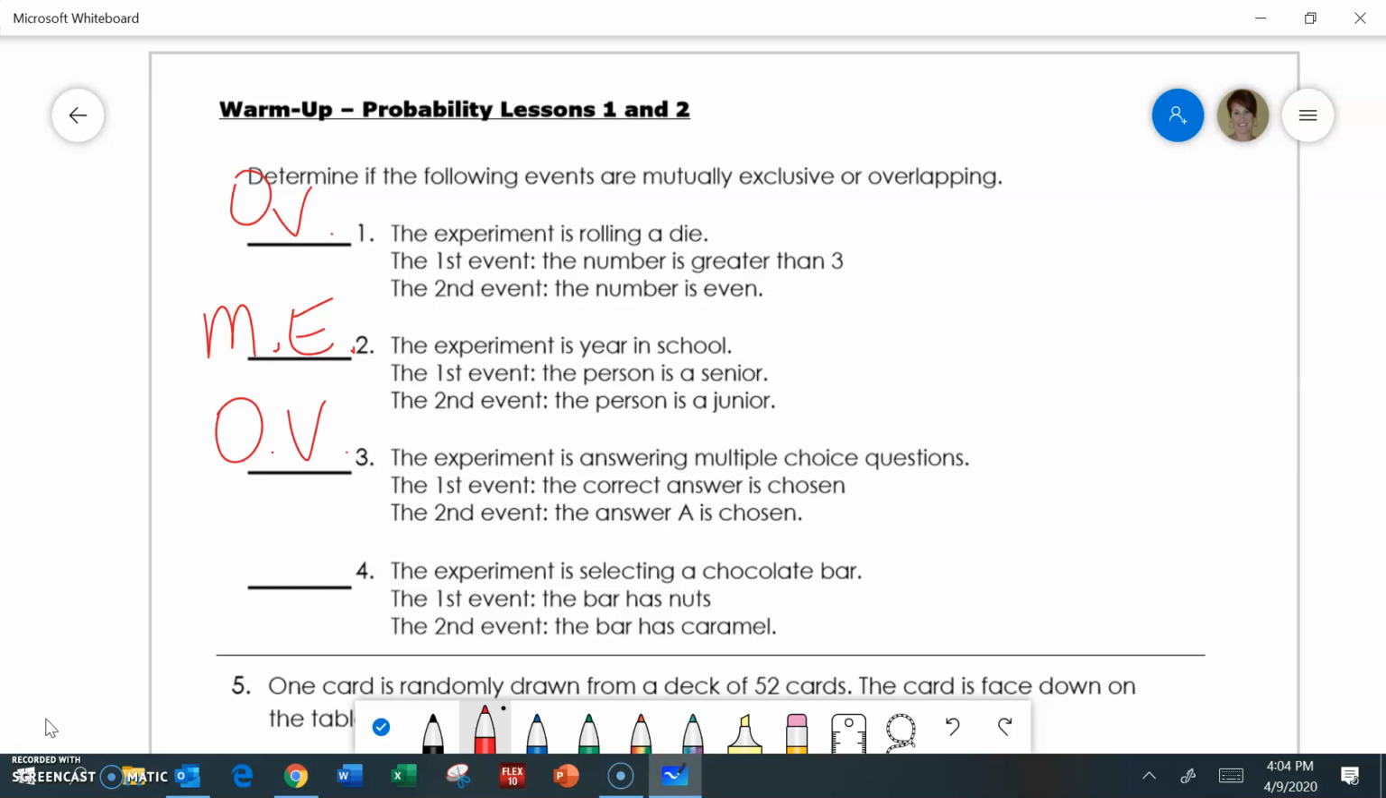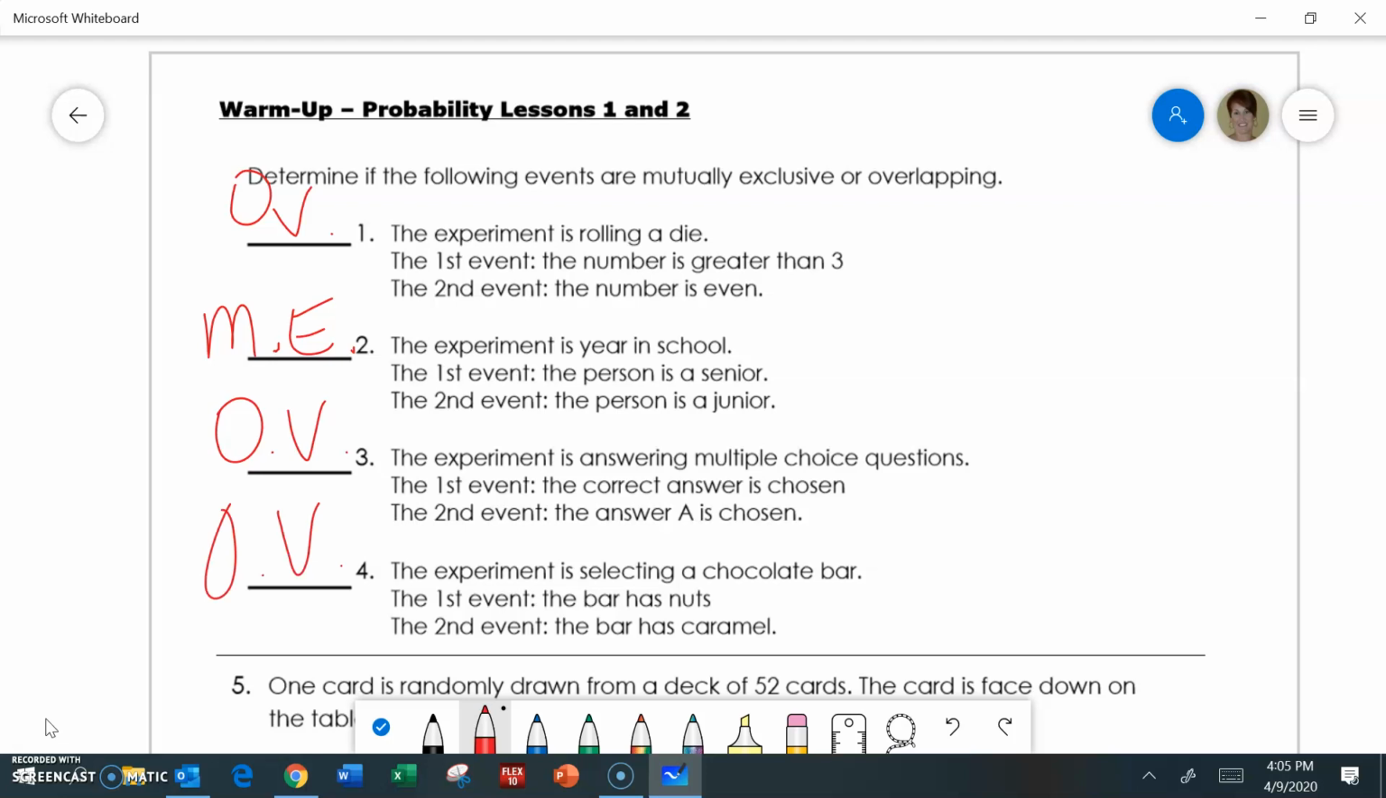And the last one, number four, the experiment is selecting a chocolate candy bar. So what would be the chances that the first event is that the bar has nuts and the second event is that the bar has caramel? Well, one candy bar that I think of is Snickers. I'm not really a fan, but my family is. A Snickers has nuts and caramel. So that's definitely what we call overlapping.